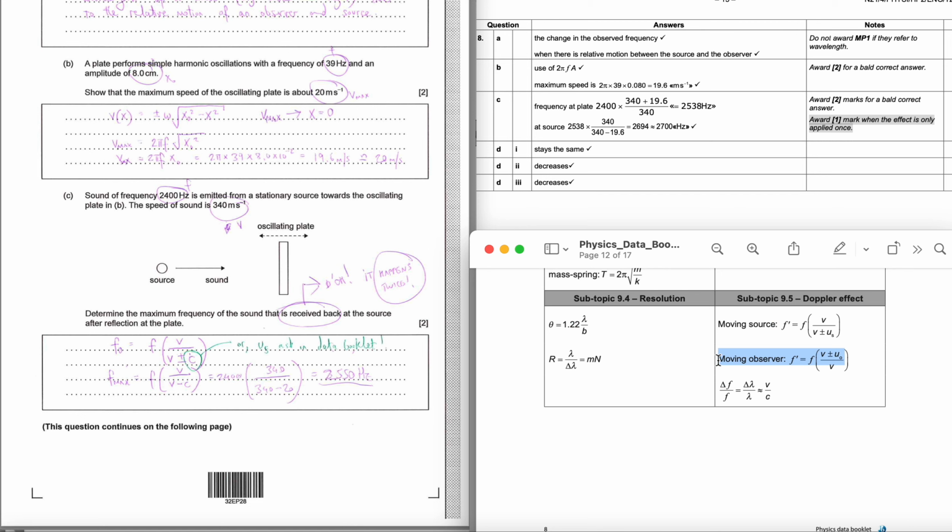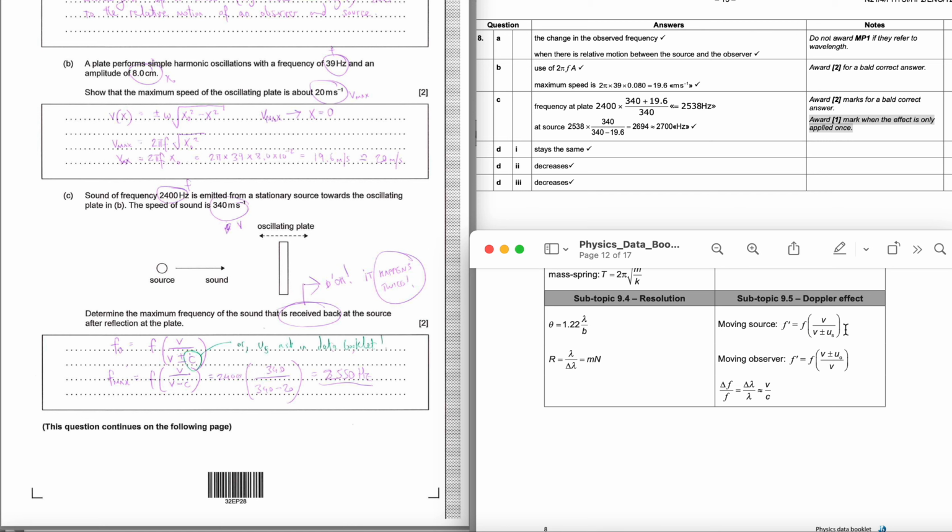Effectively, as if we were at the plate, the source is moving here, and then it's going to get re-emitted, so that higher frequency 2538 is then going to get re-emitted to our source in this reflection process, and therefore it's going to be increased again, this time according to the moving source formula, which is the top one here.